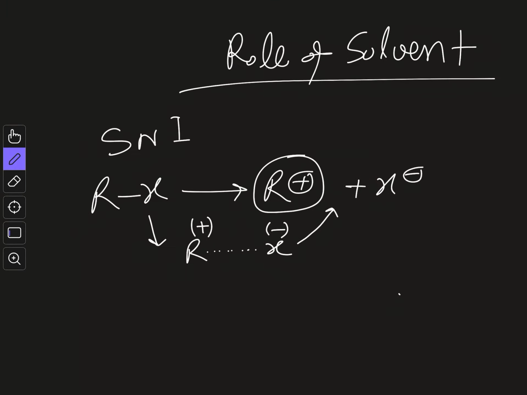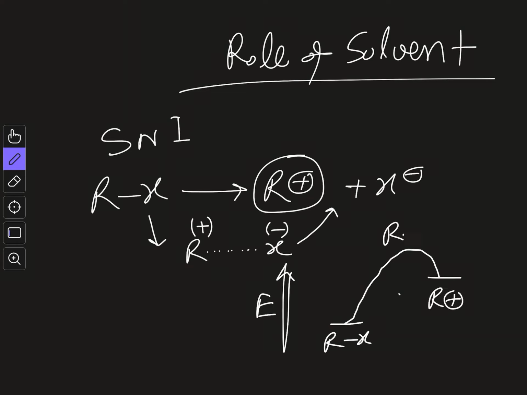So as the reaction is progressing, let's say this is your RX, this is your energy coordinate, and the reaction progresses like this to the intermediate, R plus. In the transition state there is a high polarization between this R and X group. So from the starting material, when you are going to the transition state, you have highly polarized species, right?